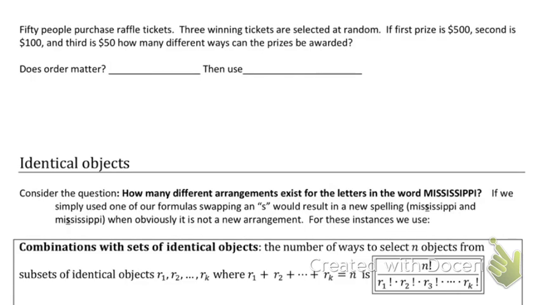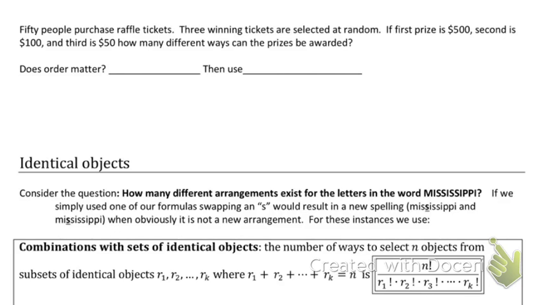All right, let's go on to this next one. We have 50 people purchasing raffle tickets. 3 winning tickets are selected at random. If first prize is $500, second prize is $100, and third is $50, how many different ways can the prizes be awarded? Does order matter?